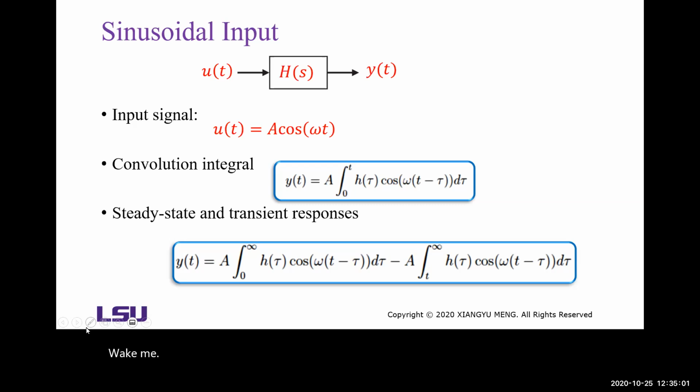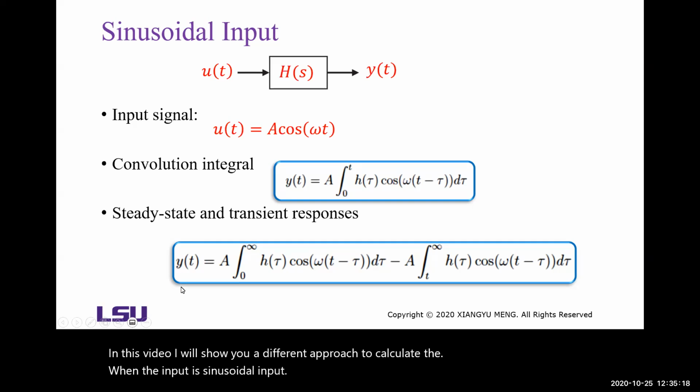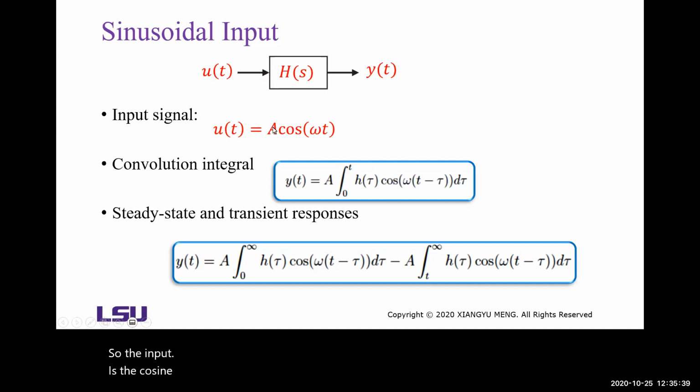In this video, I will show you a different approach to calculate the output when the input is sinusoidal input. Assume we have a system. Its transfer function is H(s). Let's assume the system is stable. So the input is a cosine function with amplitude A and frequency omega.